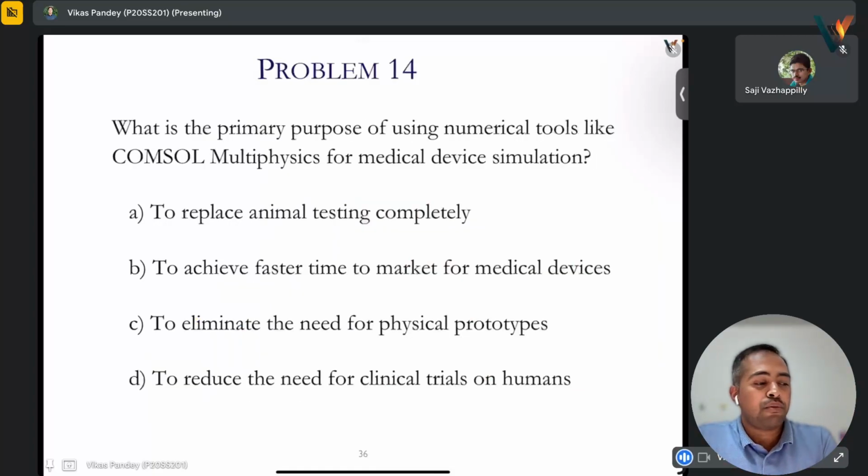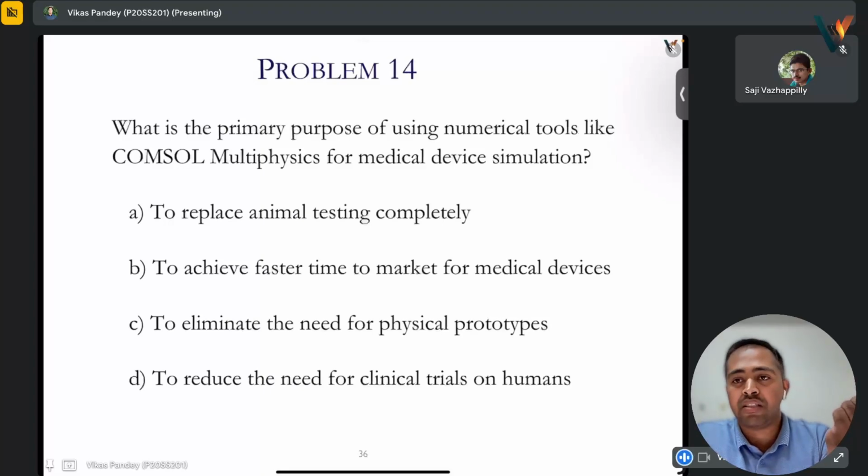Next, let's come to the COMSOL Multiphysics part, where we saw how the brain is simulated. So what is the primary purpose of using numerical tools like COMSOL? As I discussed earlier, COMSOL is a numerical tool, we can say a very complex calculator that can take equations and other things. So why is it needed for medical device simulation?